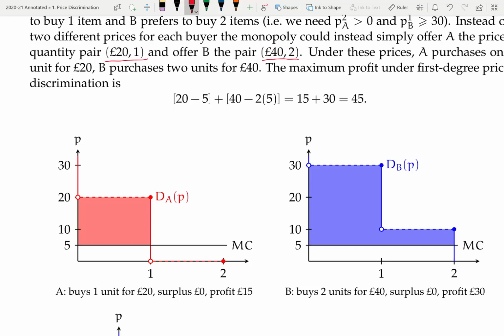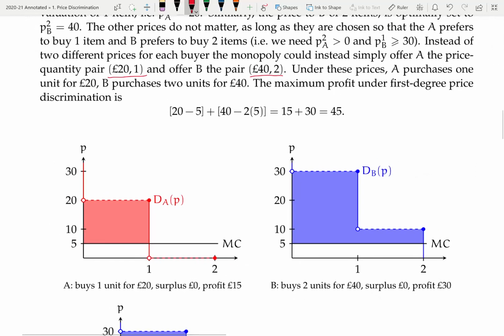So under these price quantity pairs, what is the profit? Well, A is going to buy 1 unit for 20. This is going to mean a profit for the monopoly of 15, 20 minus the cost. So this is this first part here. And then buyer B, the profit from buyer B, well, he's selling 2 units at £40. The cost of 2 units is 10. So the profit from selling to buyer B is 30. So this is the calculation of that area there.